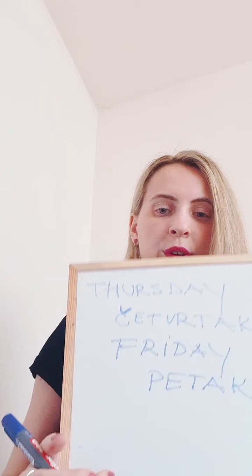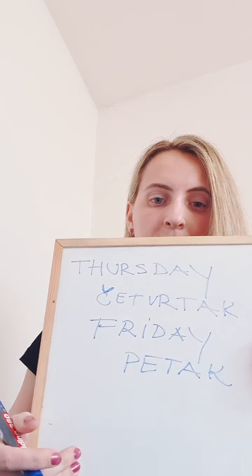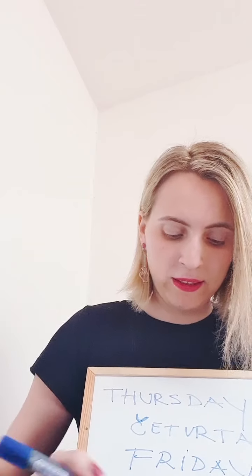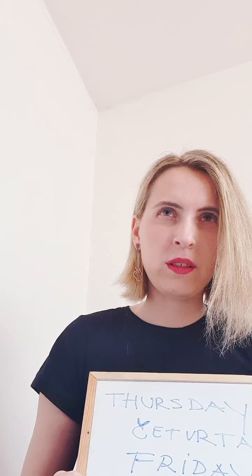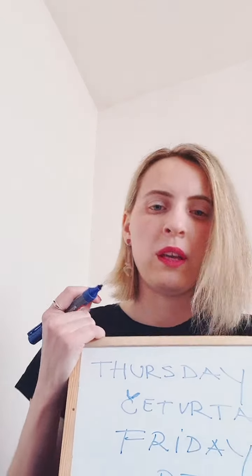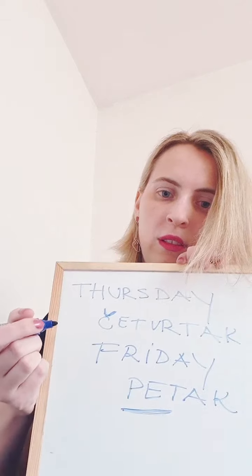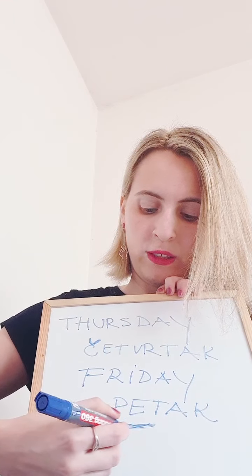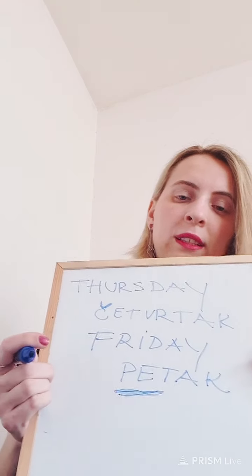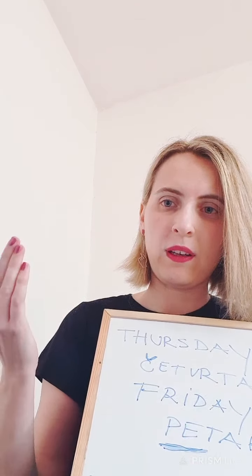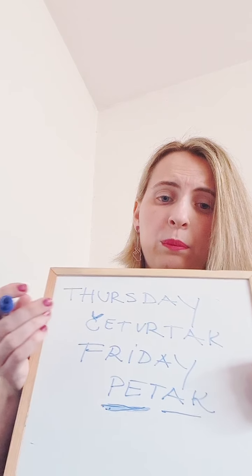Then we have Friday, and we all love Fridays because it is finally the last day of the week before the weekend of working, right? And Friday is petak. Petak, petak. Did I teach you numbers last time? I can't remember. But you see, it has pet, which is number 5 in English, right? So pet means 5 in Croatian. And petak is also the 5th day of the week, and you just add ak. So it is the 5th day of the week plus ak.